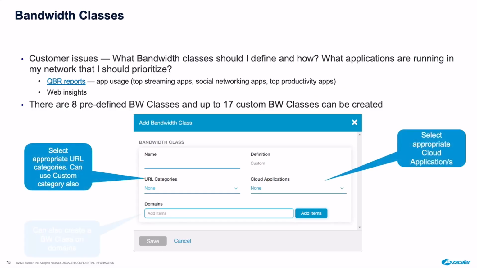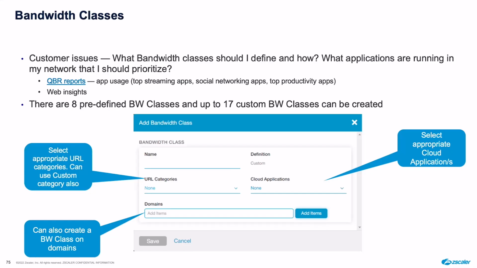The question that oftentimes comes is, what bandwidth class should I define and how should I define it? What applications are running in my network and how should I prioritize, right? This is a very good and common question. On the first day, do not create a bandwidth class. When you turn on bandwidth control by location, set upload and download to understand the overall bandwidth utilization in a given period or point of time.